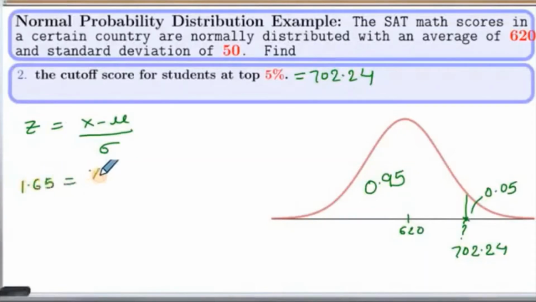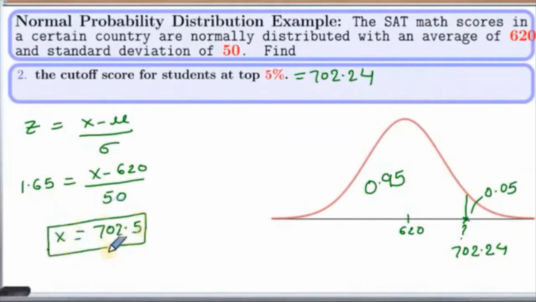So our z-score here is 1.65. We do not know what x is. We know our mean is 620 and our standard deviation is 50. Now when we solve for x, we get x to be 702.5. So we got this using the formula, which is approximately equal to what we got using the calculator, which is this number.